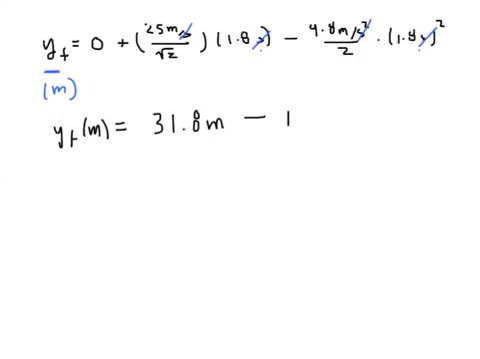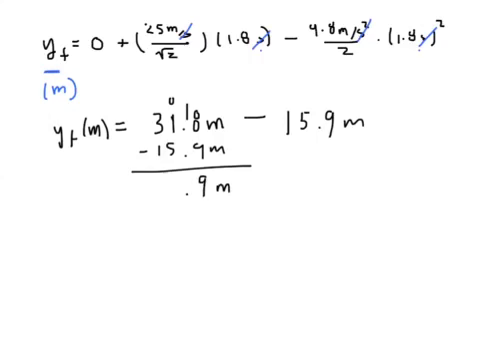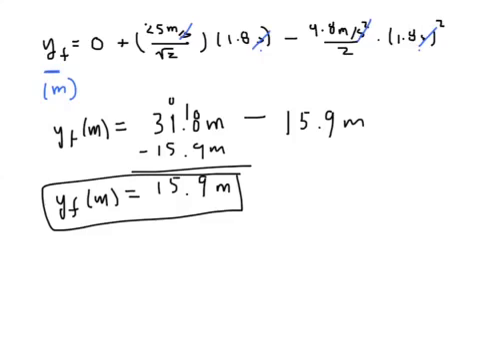Oh, I had that wrong. It is 15.9. So our 31.8 minus 15.9 is in meters. Well, 15.9 is just about half. It is. It's half. So we've got the final height in meters is equal to 15.9 meters. Of course, we only had two significant figures, so we would call this 16 meters. That is the peak height.